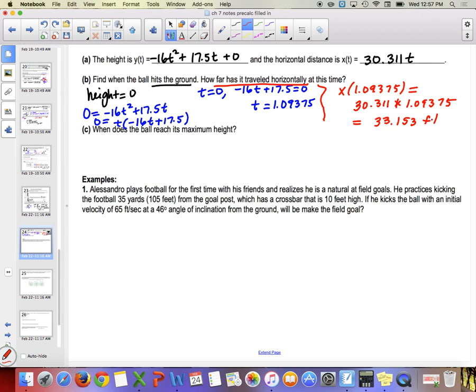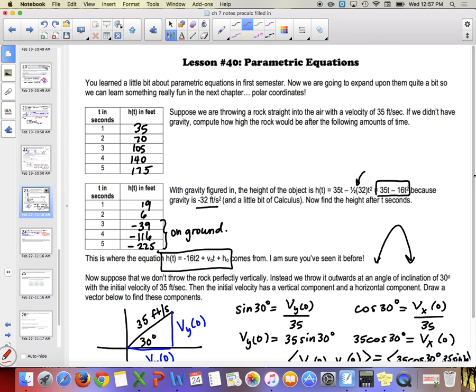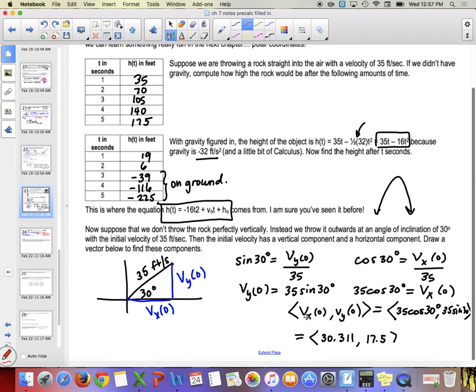Where did you get the 30.311 from? It is from when we did the sine and cosine. So the 30.311 was our 35 cosine of 30. It's the x component for the velocity.